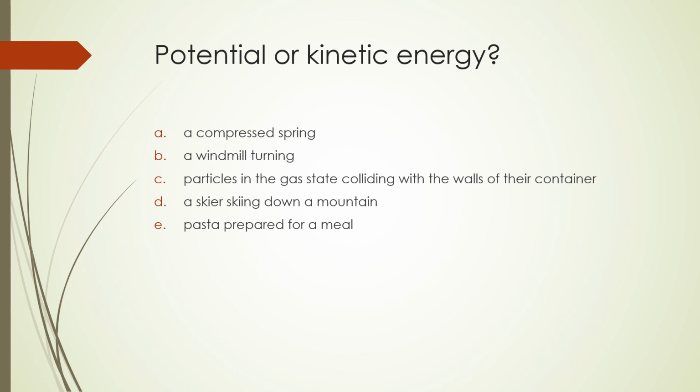Let's define what kind of energies these systems possess. System A is a compressed spring. A compressed spring has stored energy because of this compression. Any kind of stored energy is potential energy, so the compressed spring has potential energy. B, windmill turning: if the windmill is moving, any energy because of movement is kinetic energy. So the windmill turning has kinetic energy.